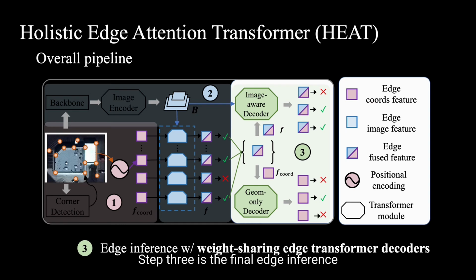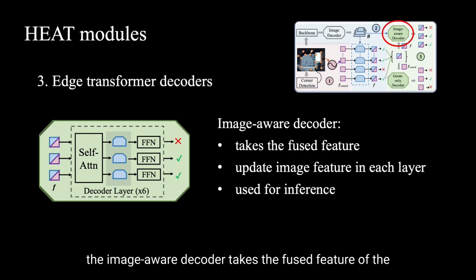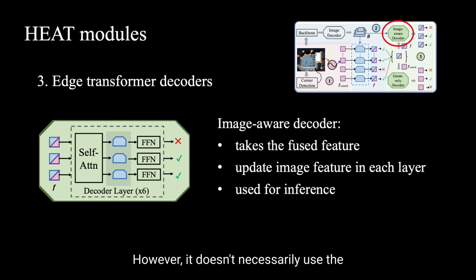Step 3 is the final edge inference with weight sharing transformer decoders. The image-aware decoder takes the fused feature of the edges, conducts self-attention, and dynamically updates the image features in each decoder layer. However, it doesn't necessarily use the structure patterns in the coordinates features.